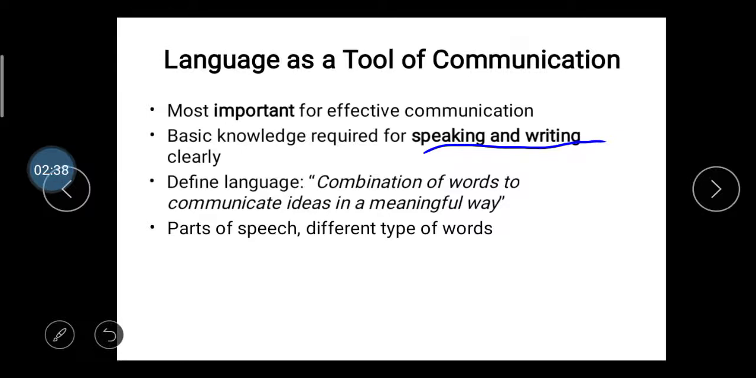Then after, the definition of language: a combination of words to communicate ideas in a meaningful way. A combination of words is called a sentence. When you use sentences to communicate ideas in a meaningful way, it's called language. So here is a definition given to you of the meaning of language.